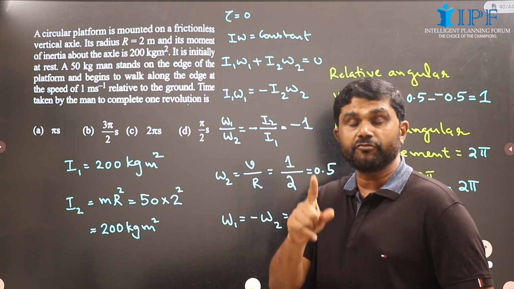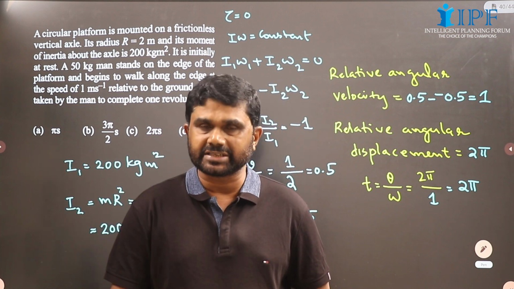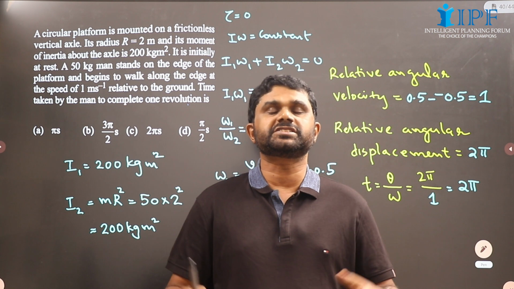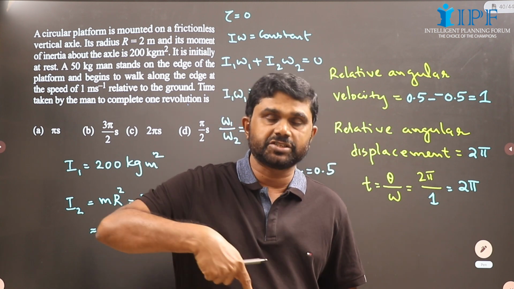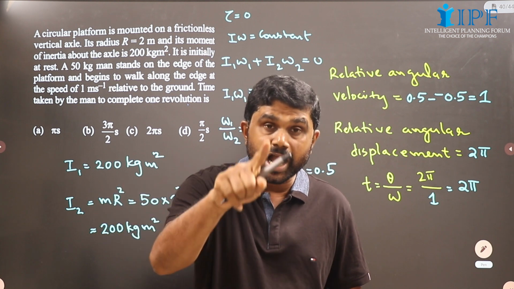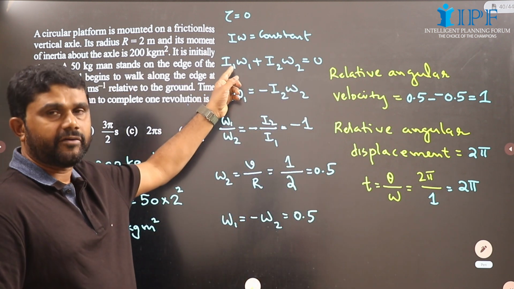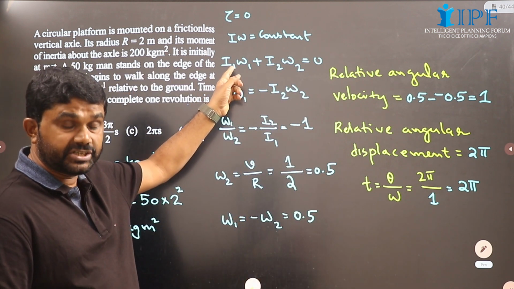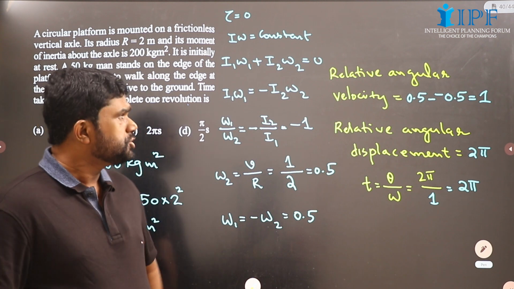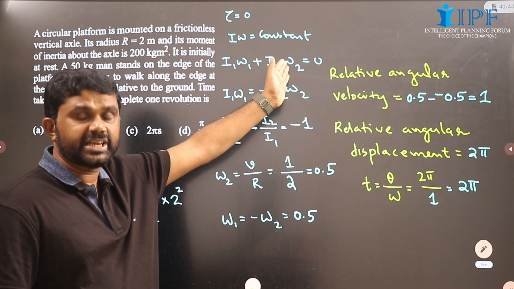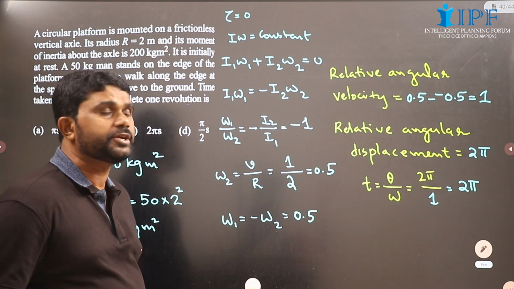As the man walks over the edge of the platform, there is no external torque acting on the system. Initially the system is at rest, so its angular momentum is 0. As the man walks over the edge, as there is no external torque, angular momentum should remain 0. Means I1 omega 1 is the angular momentum of the disk and I2 omega 2 is the angular momentum of the man. So this total angular momentum should remain 0. So I1 omega 1 equal to minus I2 omega 2.